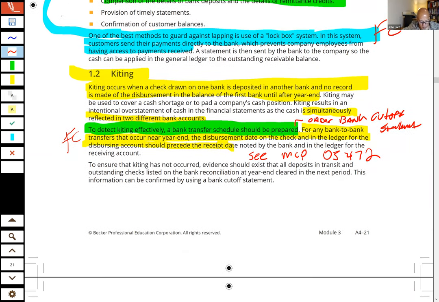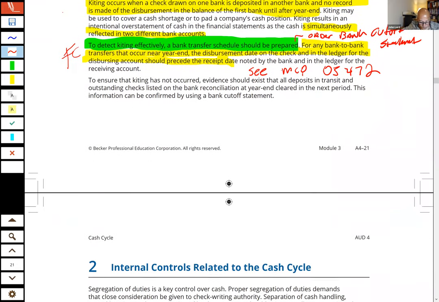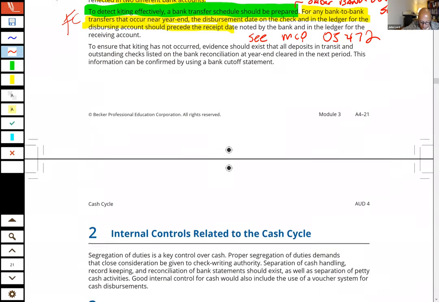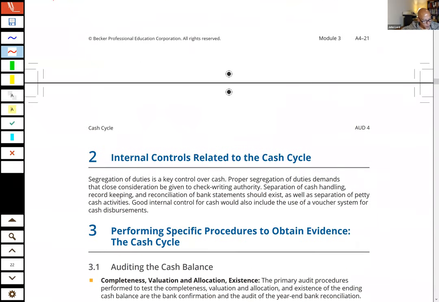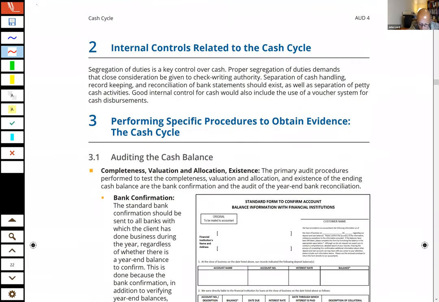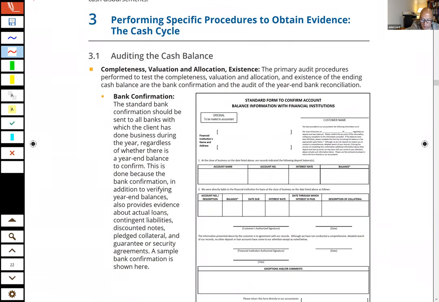Okay, now you come over and, did I tell you the flashcard? Yeah, how to detect that with the bank transfer schedule. Now you come over and, you know, you have to get the information from the bank in the form of the bank cutoff statement, which I showed you. But another thing that you send to the bank, and you send directly to the bank, is a bank confirmation.